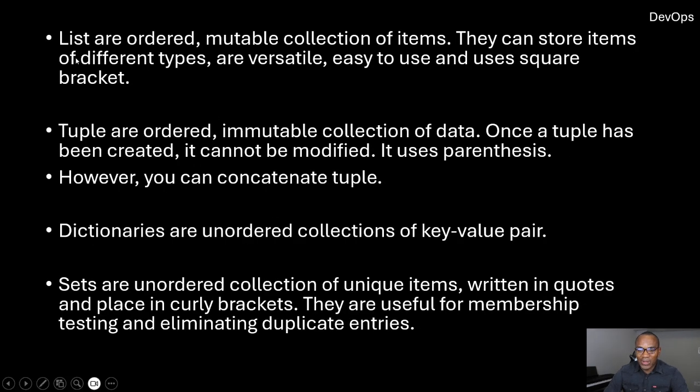All right, the next data structure is list. Lists are ordered, mutable collections of items. They are ordered.